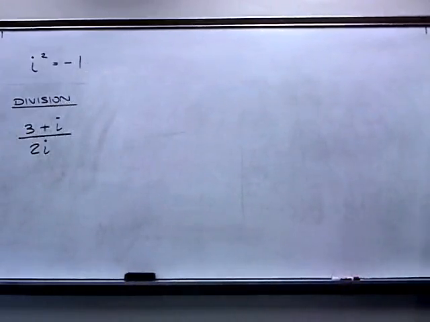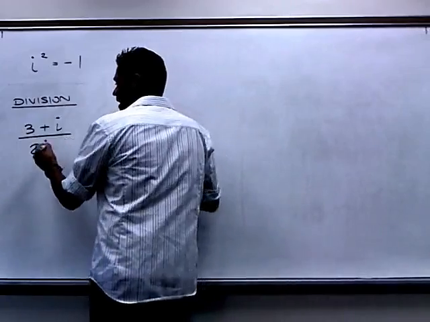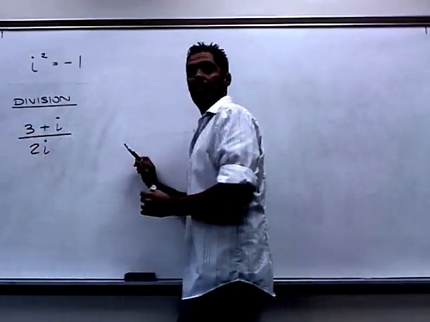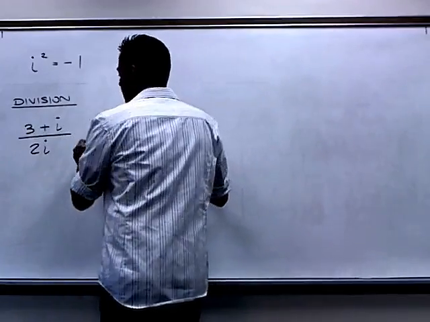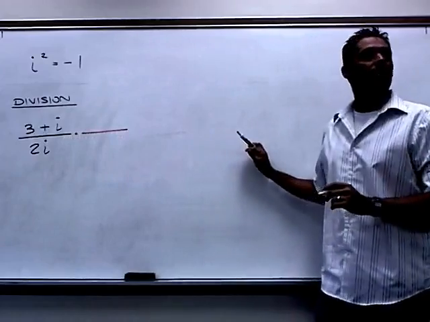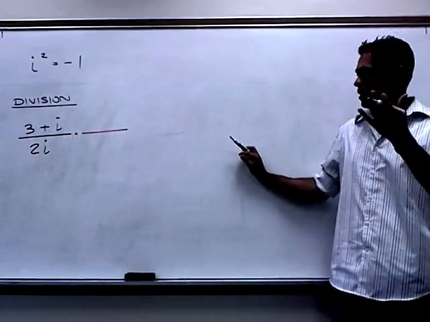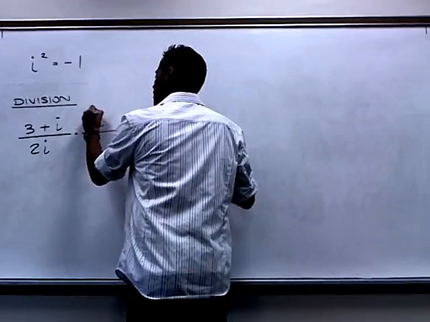How do we divide that? Well, here's the technique. What we want to do is take the denominator, whatever it is, 2i, and multiply the top and bottom by i. Now, let's just see what happens. We take i down here, and we take i on top.